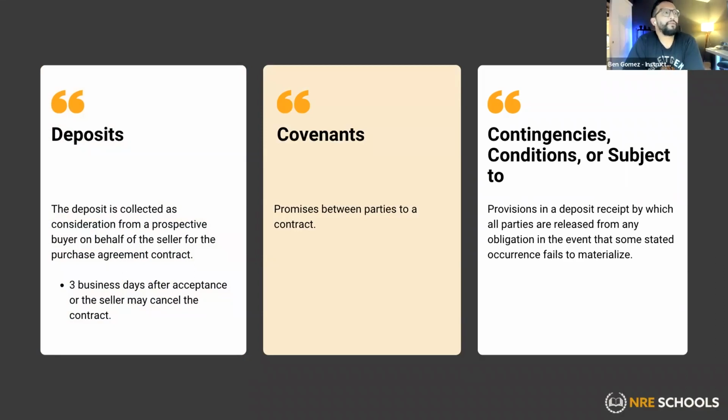A covenant is a promise between parties to a contract. This language is used in the purchase agreement, and that's what a contract is. It's a promise. It says, "Hey, I promise to do this within this time frame. I promise to provide you this amount of money, and I promise to close within a period of time."